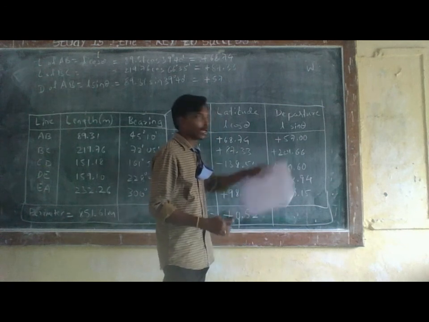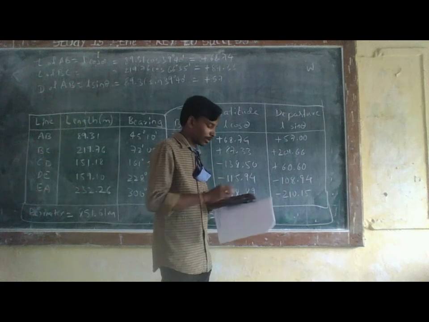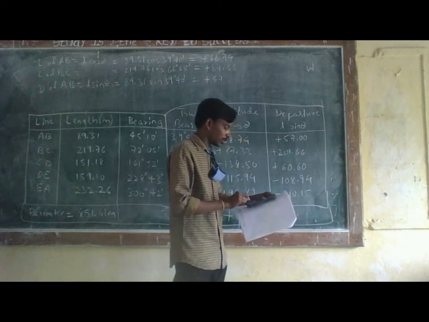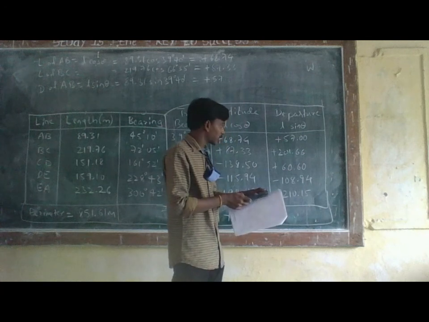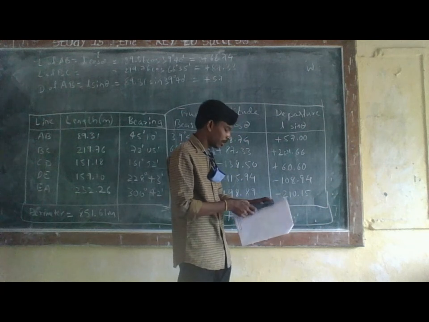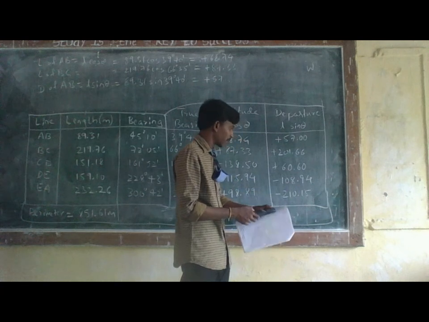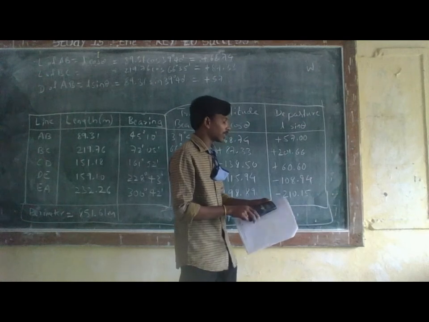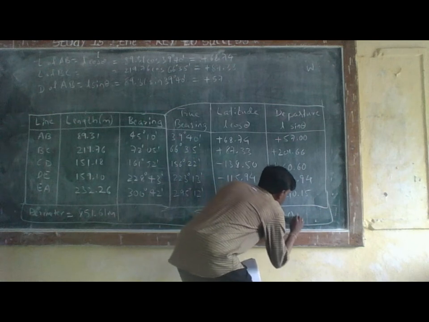Put in whatever is here. 57 is positive, so type 57 directly in the calculator. Next is plus 201.66, and the third one is plus, so type plus 60.60. Next is minus, so type minus 108.94. Next again minus, so minus 210.15. Now the answer will be positive, plus 0.17.